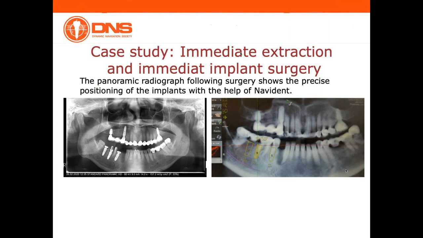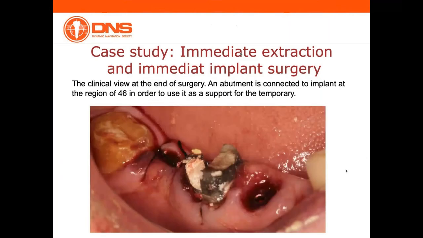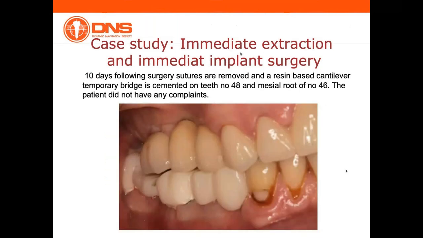So this is the clinical view at the end of the surgery. I also put an abutment connected to the implant in the middle, which has a high primary stability. I was thinking to use an immediate temporary bridge, and I put that abutment for that sake. However, I was not very comfortable with the primary stability, so I said, well, let's leave it for 10 days. I did not put the bridge for 10 days. Following 10 days, I put the temporary bridge, and I used both the mesial root and the prepared tooth on number 48.